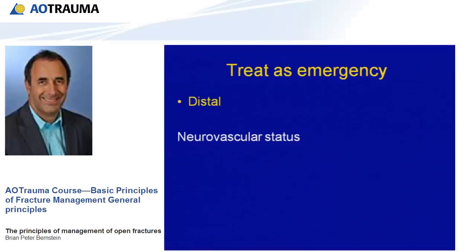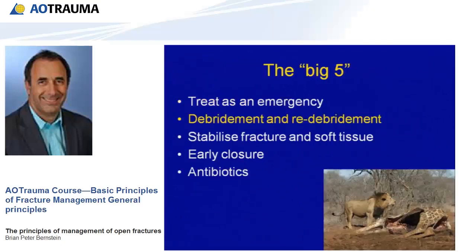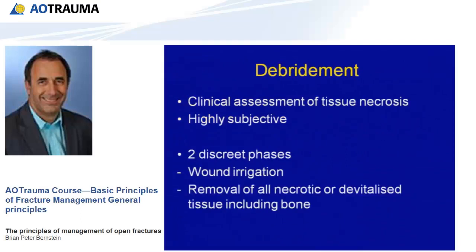Number 2 of the big 5, debridement and redebridement. This requires a clinical assessment of tissue necrosis, and unfortunately that means it's highly subjective. Okay? And there are 2 discrete phases. One is wound irrigation, and the second one is removal of all necrotic and devitalized tissue, including the bone.